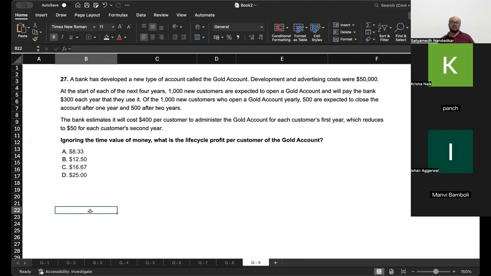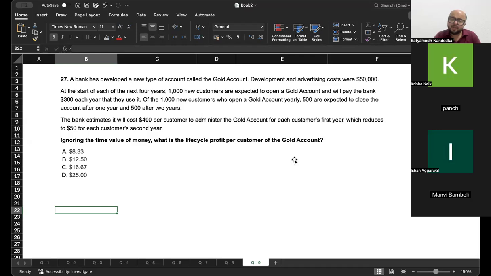The bank estimates it will cost 400 per customer to administer the gold account for each customer's first year, which reduces to $50 for each customer's second year. Ignoring the time value of money, what is the life cycle profit per customer of the gold account? I'll again give you 3 minutes. Actually, for this question I'll give you 5 minutes because you need to be a little more careful. Attempt the question first on your own and then we'll solve it together. I'm giving you 5 minutes to solve this question.